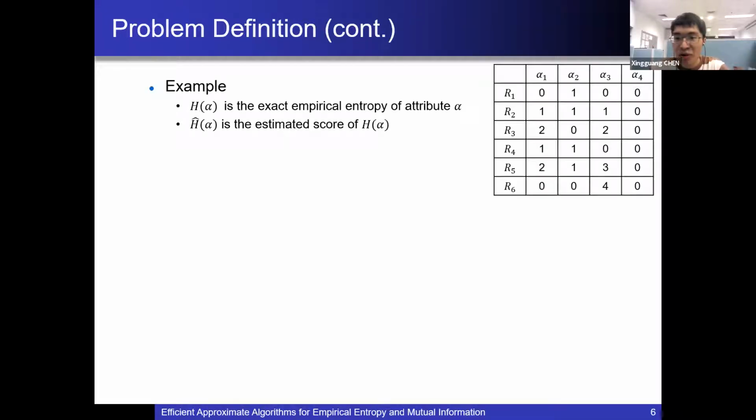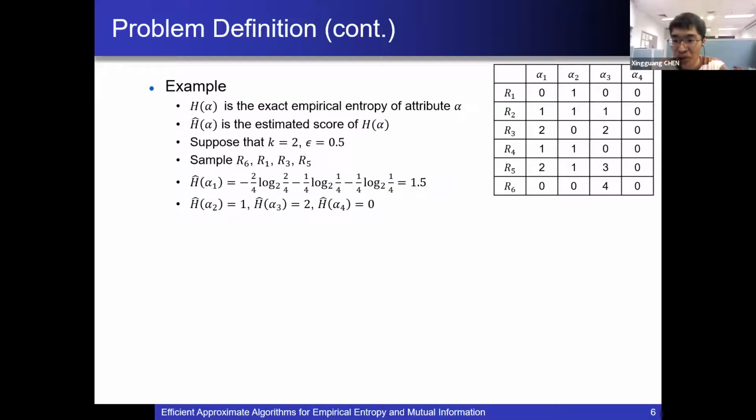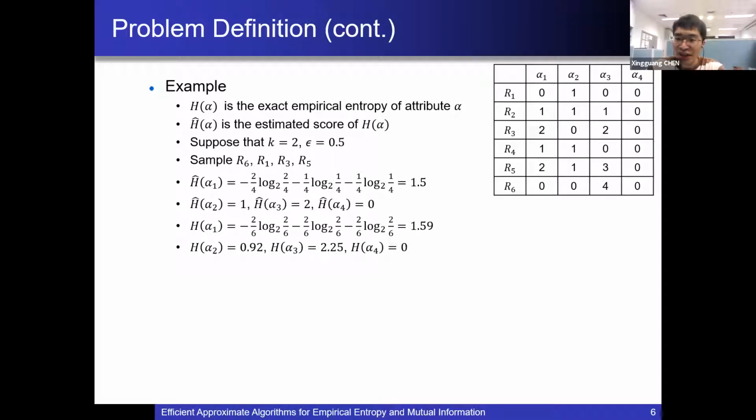Take a table with 4 attributes and 6 records as an example. H alpha is the exact empirical entropy of attribute alpha. H hat alpha is the estimated score of H alpha. We want to answer the approximate top 2 query on empirical entropy and epsilon is 0.5. When sampling R6, R1, R3, R5, we have the estimation of each empirical entropy score as follows. Besides, suppose that we have their exact values.